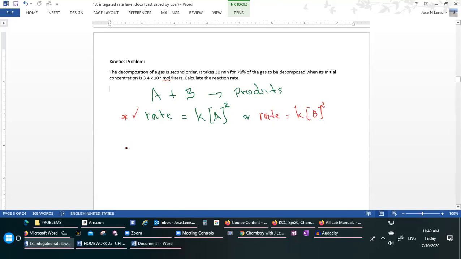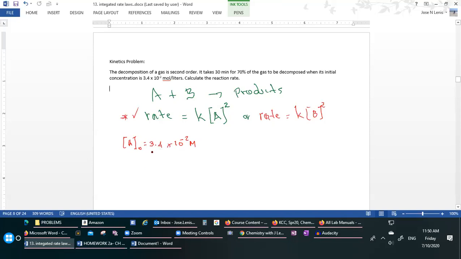Now, it says it takes 30 minutes for 70% of the gas to be decomposed, when the initial concentration is 3.4 times 10 to the negative 2 moles per liter, molar. Let's start with initial concentration. So initial concentration of A is 3.4 times 10 to the negative 2 molar, or moles per liter. M is molar, the symbol.